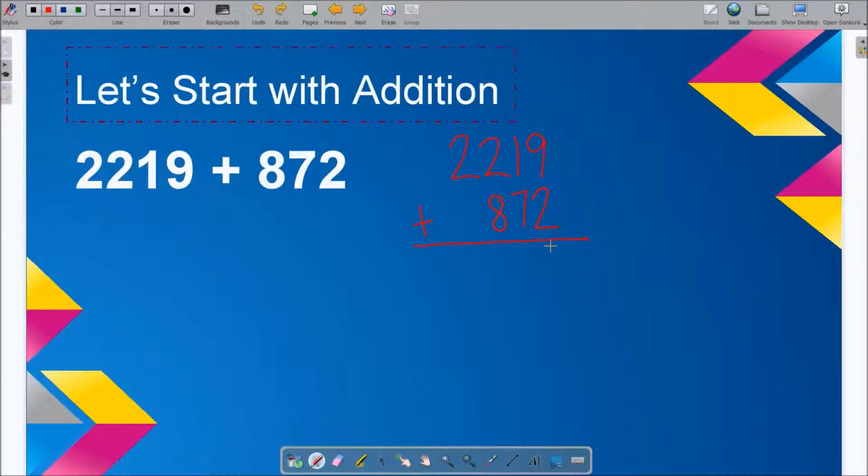9 plus 2 is 11. 1 goes down there. The other one gets carried over into the next column. Now I have 1 plus 1 plus 7, which is 9. 2 plus 8 is 10. 0 goes down here. 1 goes up here. And 1 plus 2 is 3. I get the answer of 3,091.